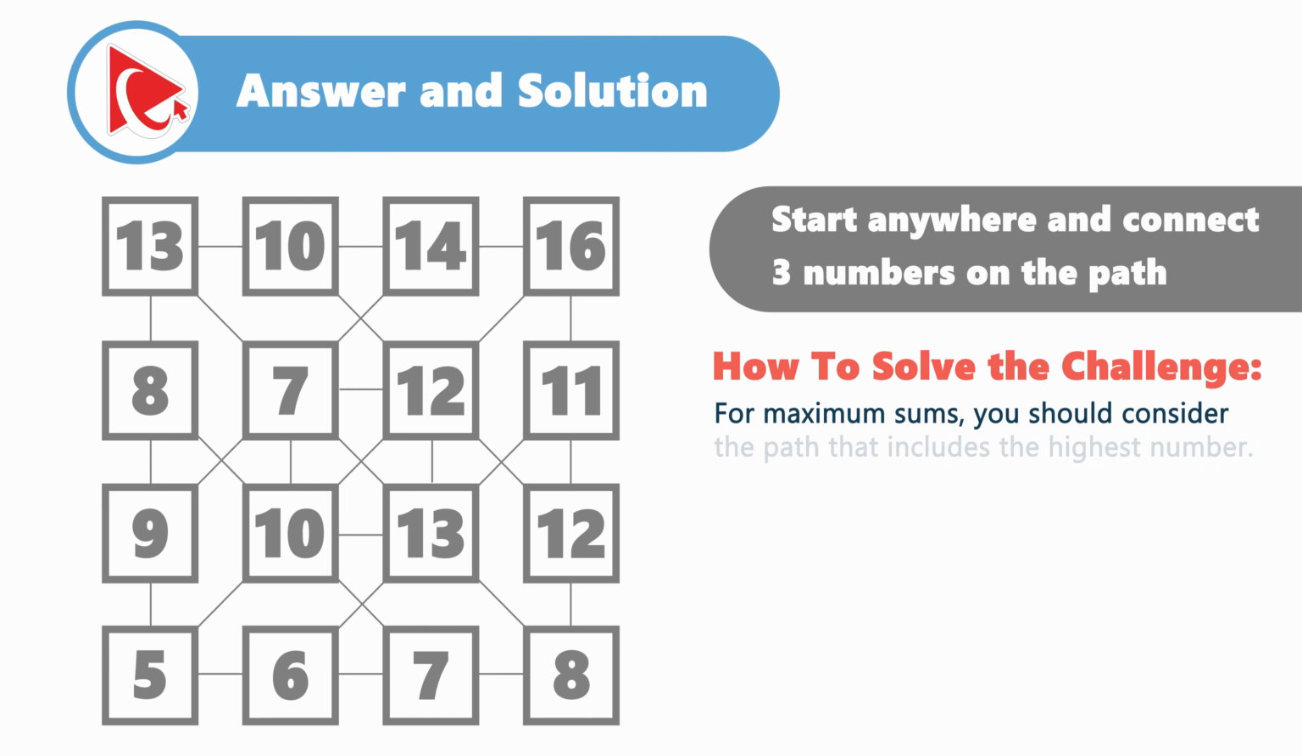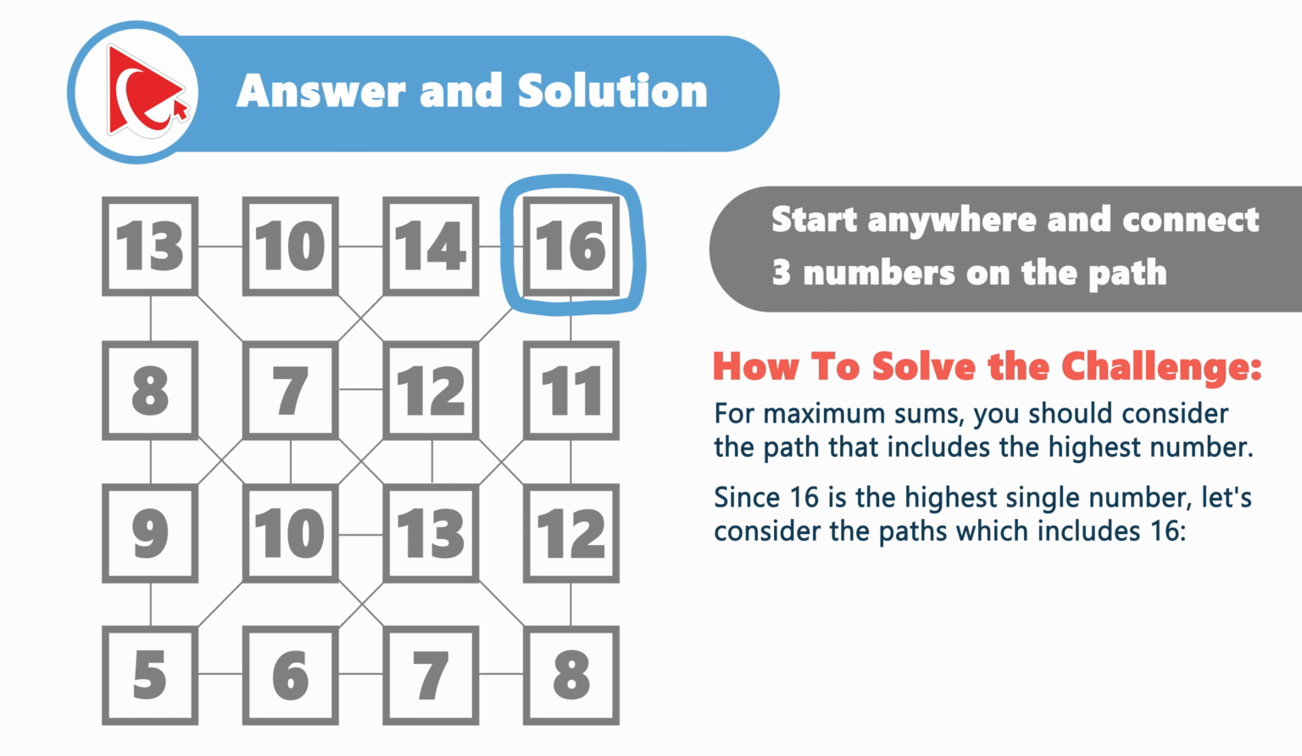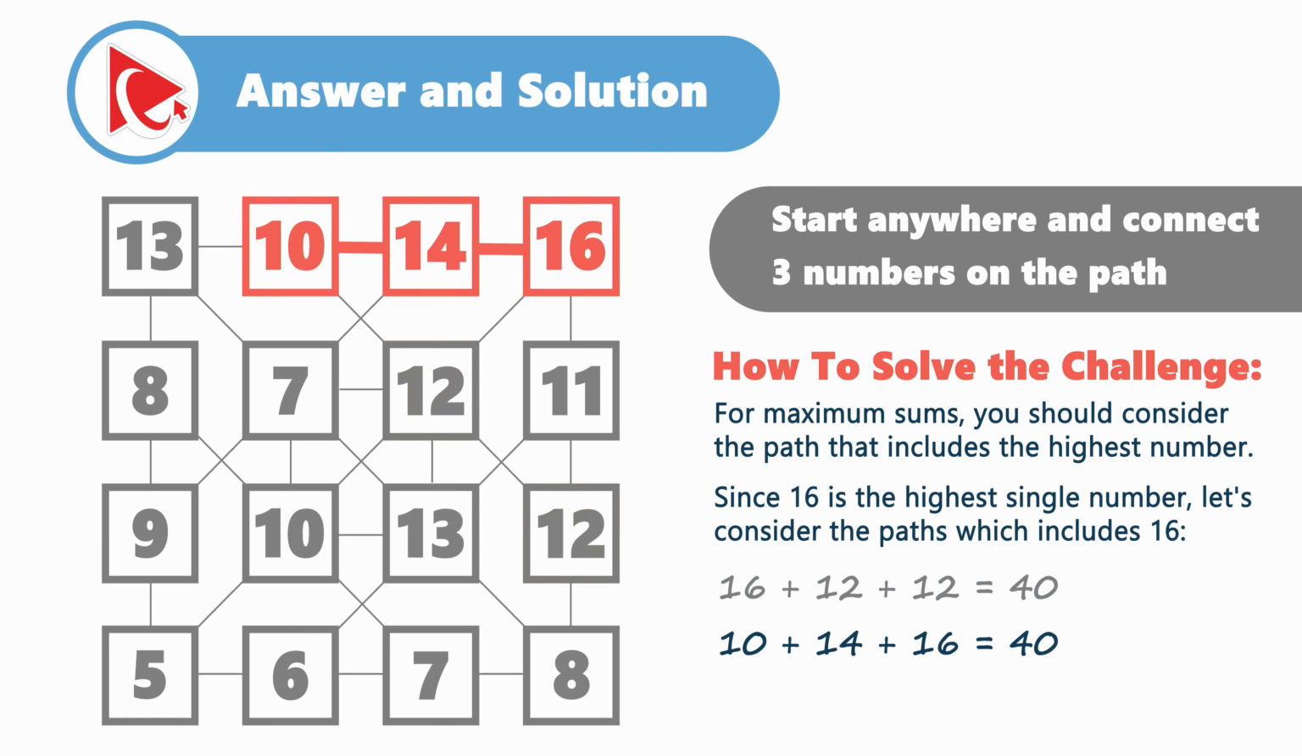And guess what? For this question, it's not that difficult to solve it. For these types of questions, for the maximum sums, you should consider the path that includes the highest number. And the highest number here is 16. It's in the upper right corner. So let's look at both paths that include number 16. 16 plus 12 equals 40. And 10 plus 14 plus 16, well, also equals 40.